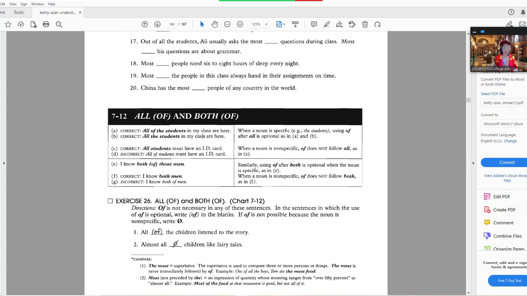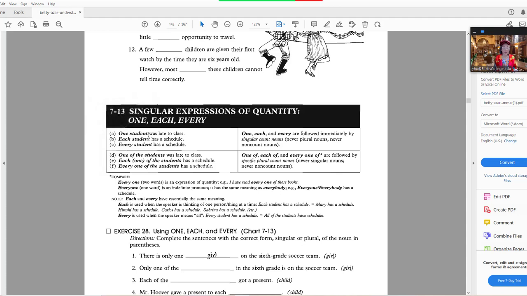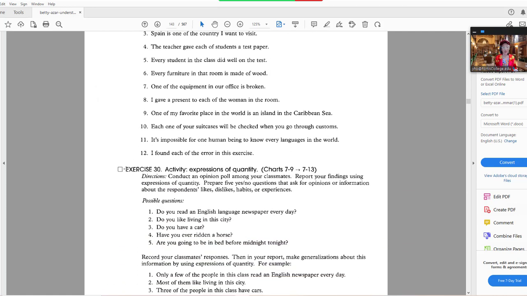All of the students in my class are here. All the students in my class are here. All students must have an ID card. All of students must have an ID card. So when a noun is specific, like the students, using of after all is optional. When a noun is not specific, of does not follow all. And every time you have one student, each student, every student, one of the students, each of the students, every one of the students, it always takes a singular verb.